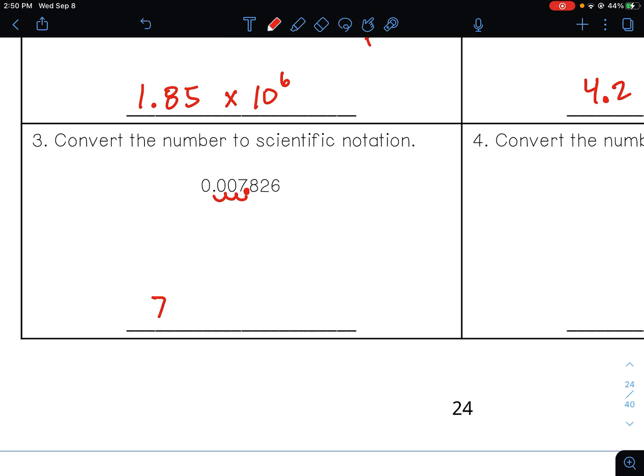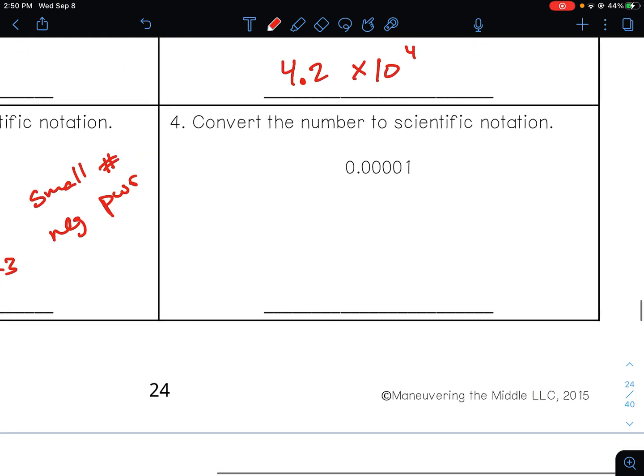So I have 7.826 times 10 to the, and I moved 3 spaces. So I went small number means negative power. Negative power. So I'm at 3 spaces, 10 to the negative 3. Easy, right? Not too bad. Not too bad. All right, convert the number to scientific notation.